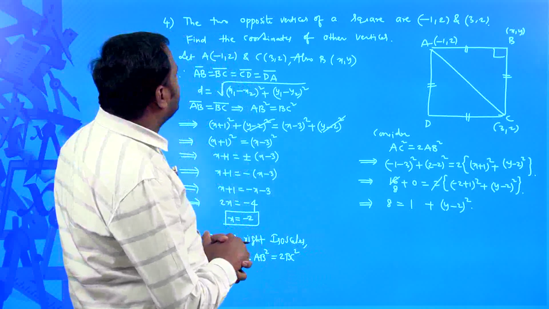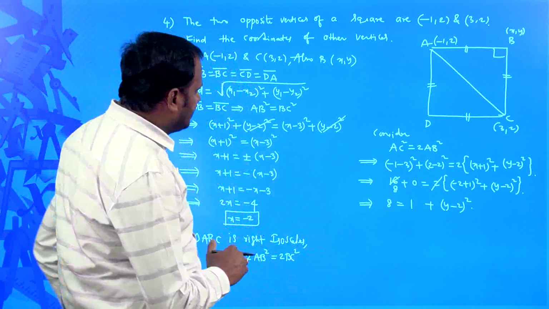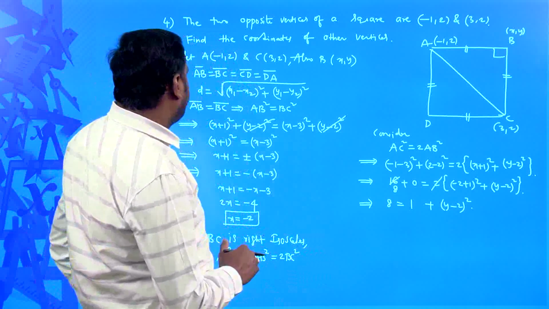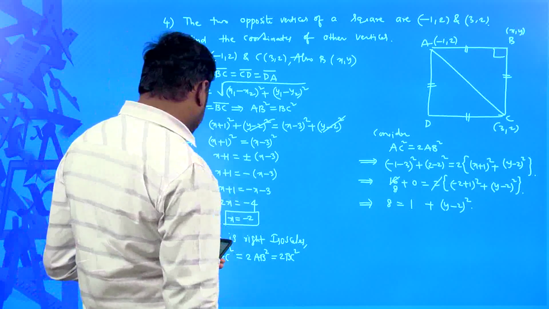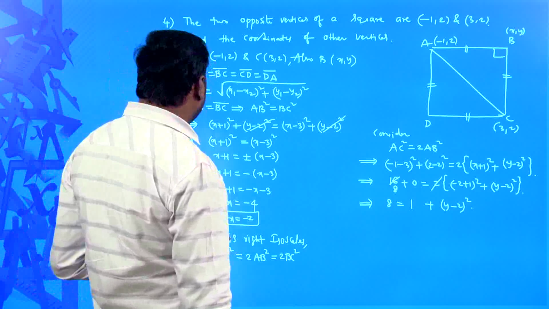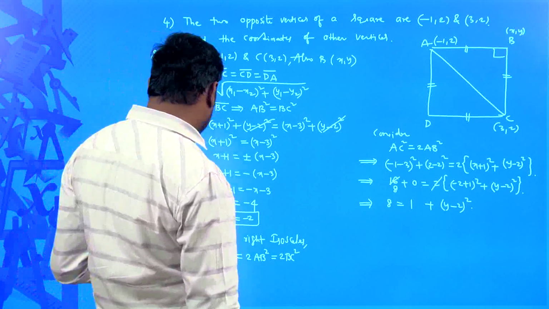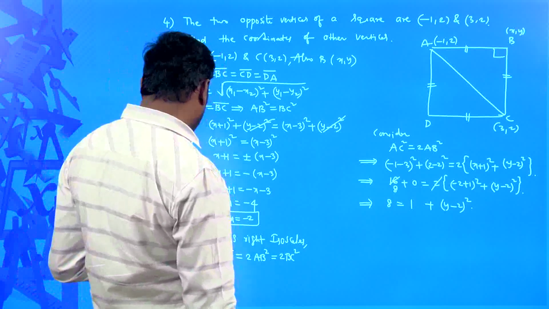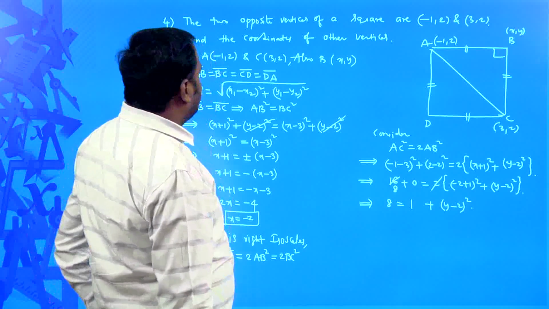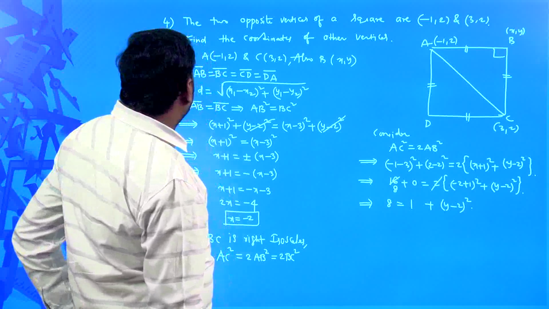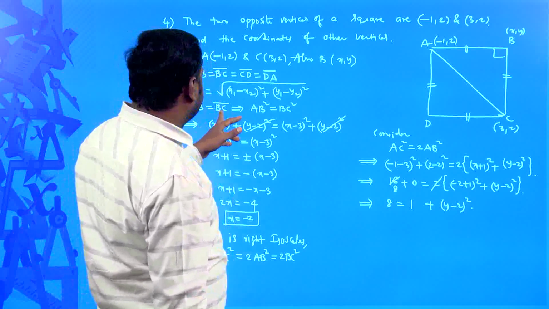See here, two opposite vertices of a square are minus 1 comma 2 and 3 comma 2. Find the coordinates of the other vertices. See here, the first vertex is going to be minus 1 comma 2, yes, that is correct, and the second vertex is 3 comma 2, right, minus 1 comma 2 and 3 comma 2. Let me once check. Minus 1 comma 2, 3 comma 2, AB equal to BC.